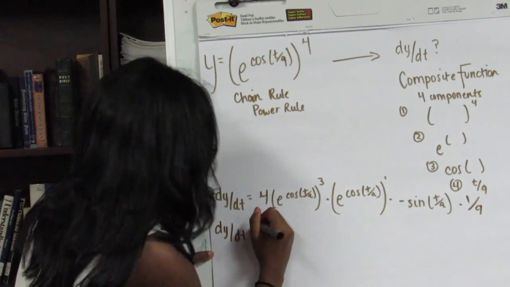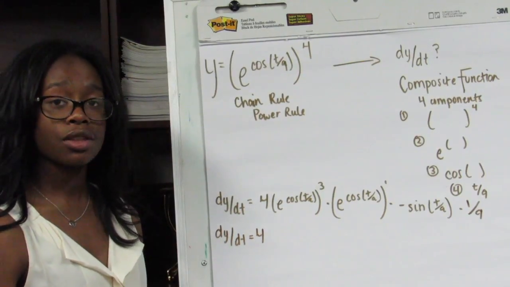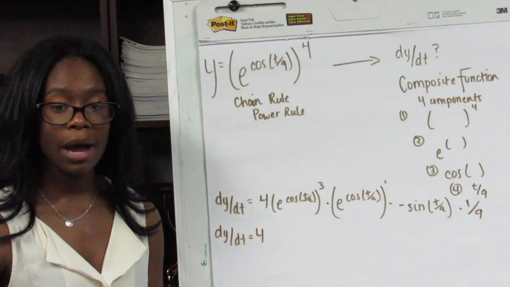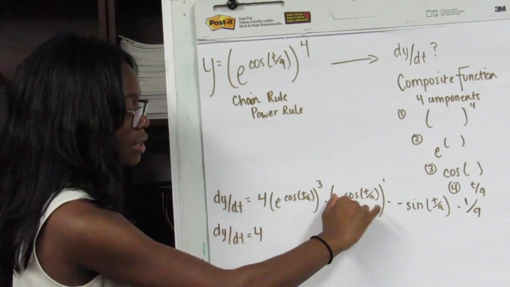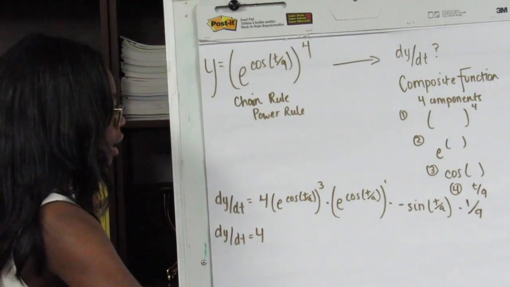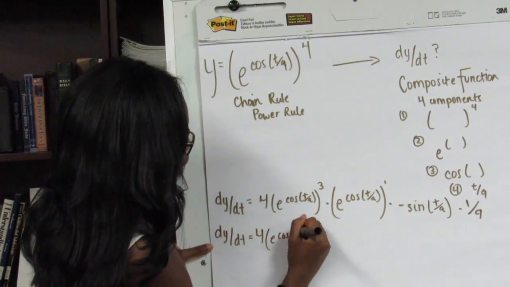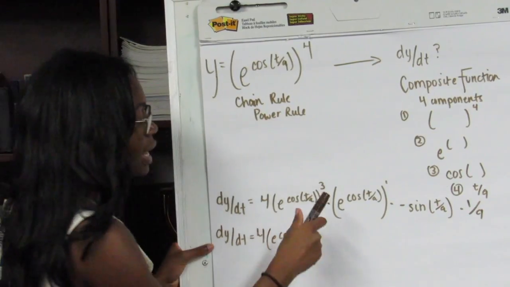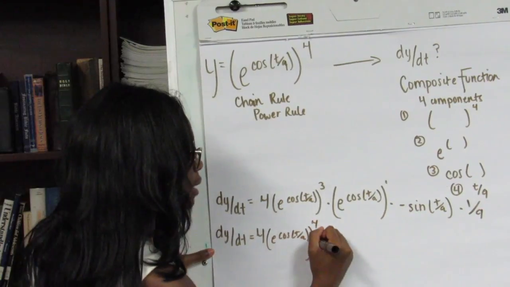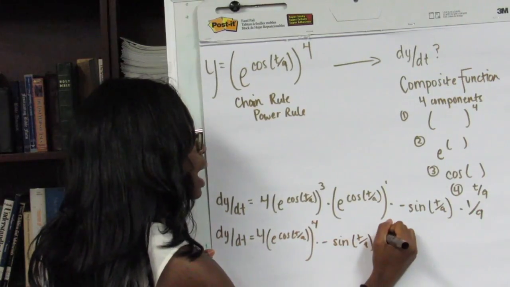We can bring down the 4. Now here we have e to the cosine of t over 9 being raised to the 3rd, and then we have it multiplied by e to the cosine of t over 9 being raised to the 1st power. Because these are like bases being raised to different exponents, we can add the exponents. So here it will become e to the cosine of t over 9 raised to 3 plus 1, which is 4. And we still have times negative sine of t over 9 times 1/9.